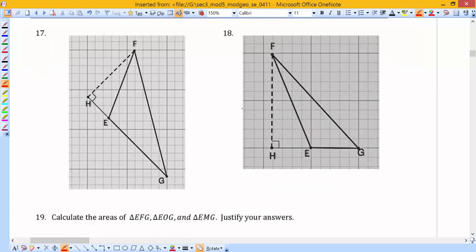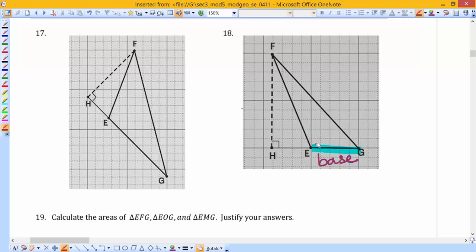I'm going to skip 17 for just a second, and I'm going to talk to you guys about 18 first. Again, start by identifying the horizontal piece. And here in 18, your horizontal piece is EG. That is your base. Now we need to find a horizontal height. Sorry, not horizontal height, a perpendicular height.